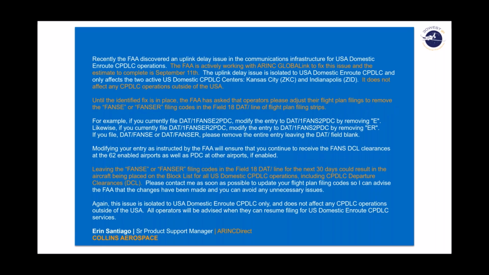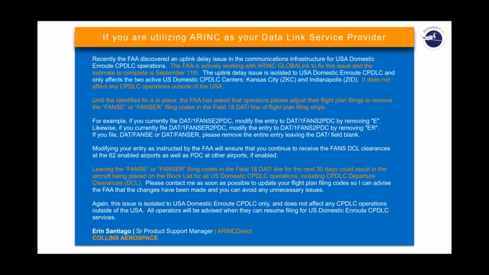Okay, this is actually a sample of an email that I have sent out to many users to let everyone know what is going on regarding this issue. Again, the FAA is actively working with ARINC Global Link to fix this issue. Estimate to complete on that fix is for September 11th. And again, most importantly, this only affects Kansas City and Indianapolis enroute CPDLC. It does not affect any CPDLC operations outside of the U.S.